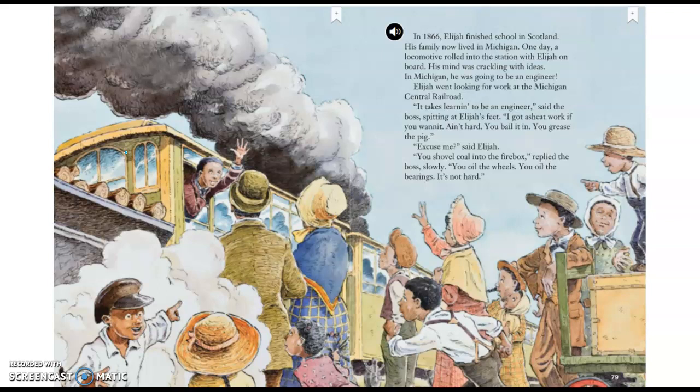So, why did Elijah go to Michigan? So the cause of him going to Michigan was because his family now lived in Michigan.